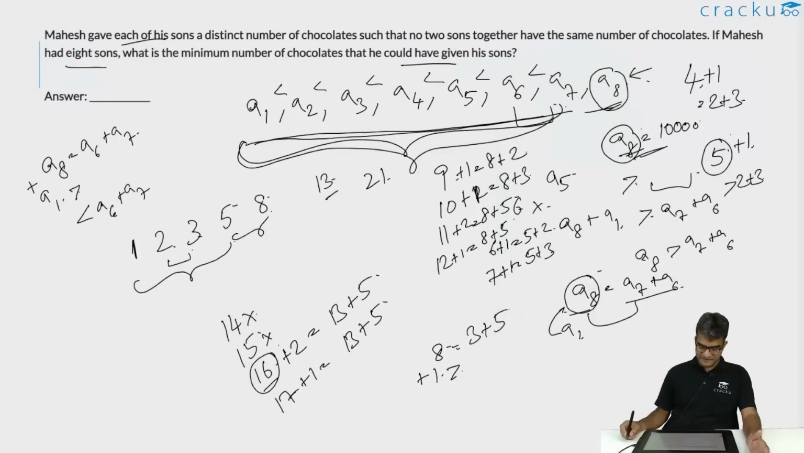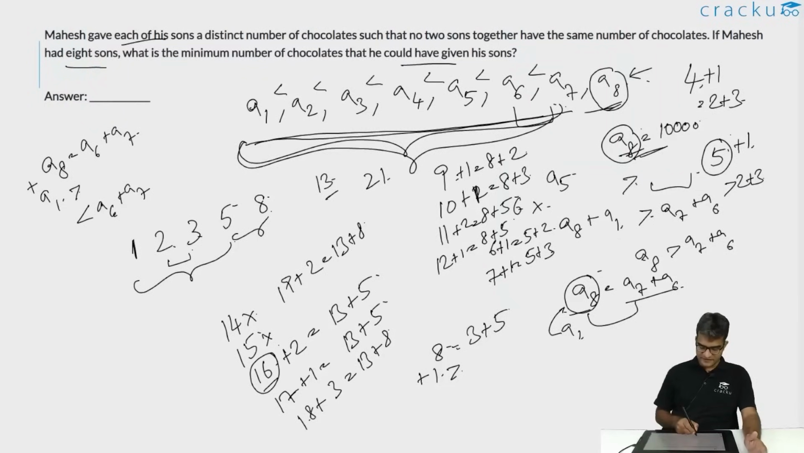Will it be satisfied for 18? It won't be satisfied for 18, because 18 and 13 differ by 5. So 18 plus 3 will be equal to 13 plus 8. It won't be satisfied for 19 either, because the difference between 19 and 13 is 6, and the difference between 8 and 2 is also 6. So 19 plus 2 will be equal to 13 plus 8.